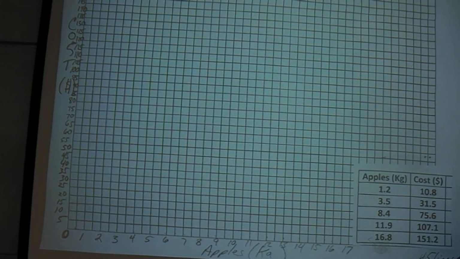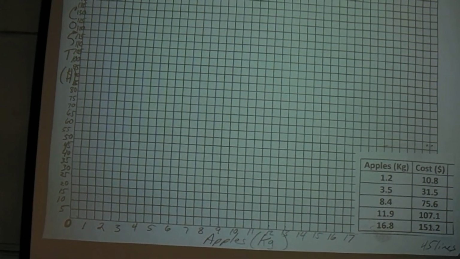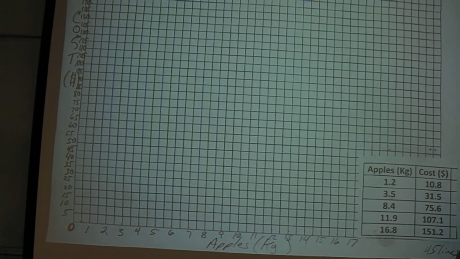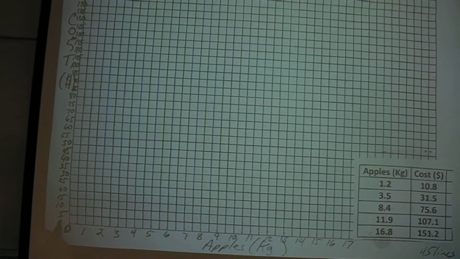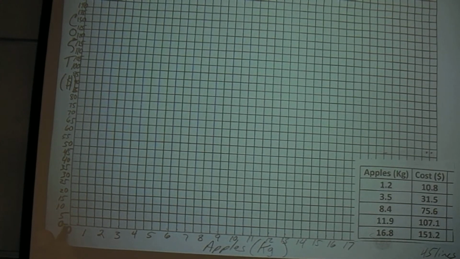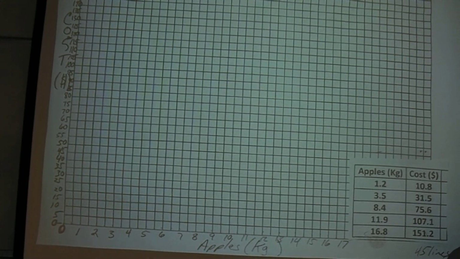And now I have a graph that's scaled. I've used the majority of the paper both ways. I've made sure that my increments are even, and I have 0 horizontally and 0 vertically starting in the lower left-hand corner.